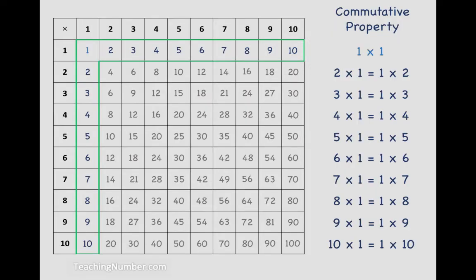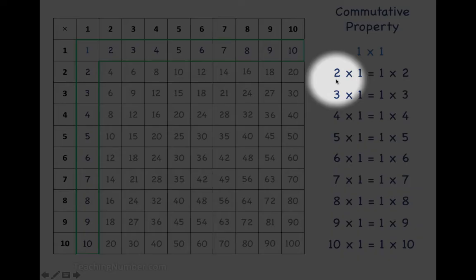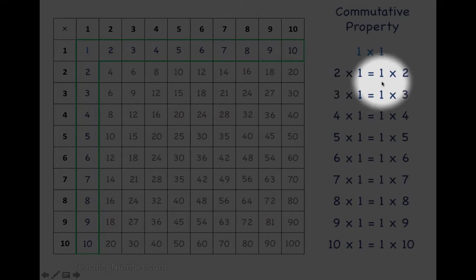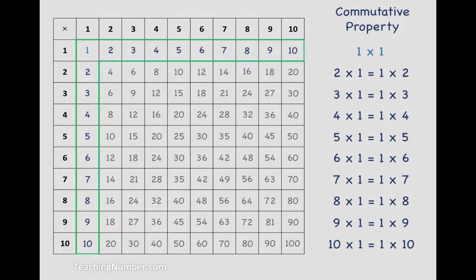The word commute means change together, change with. And multiplication commutes because changing the order of factors does not change the product, or the result of the multiplication.